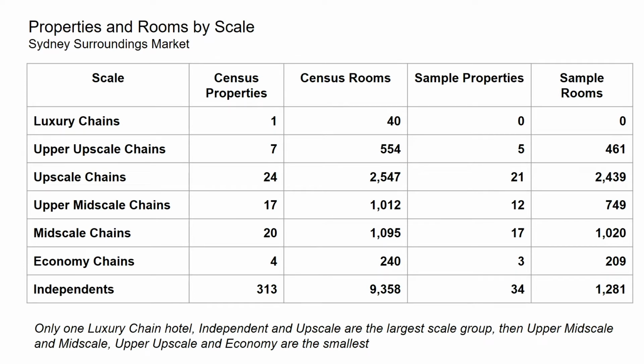Looking into the scale in the Sydney surroundings market, we can see that there is only one luxury chain hotel, and independent and upscale are the largest scale groups, and the smallest are upper scale and economy.